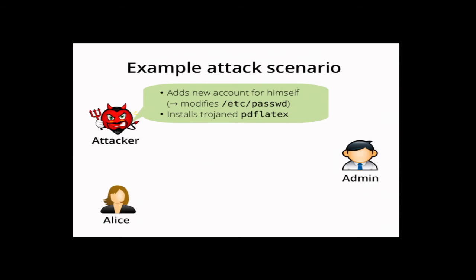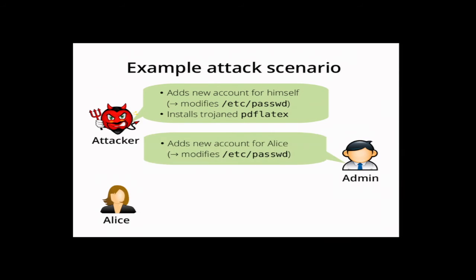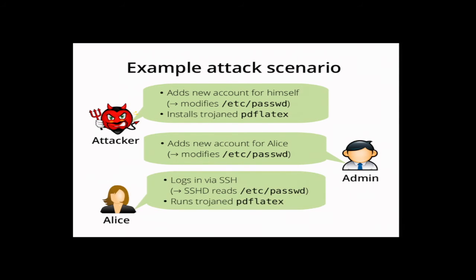After this intrusion, the administrator comes along and adds a new account for Alice by modifying the password file. And then Alice logs into my computer system by using secure shell. At that moment, the secure shell server has to read the password file that was modified by the attacker and the administrator. And then Alice runs the Trojan pdfLaTeX binary to typeset her paper for submission. Then how can we recover from this attack?